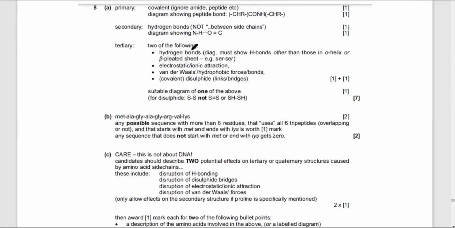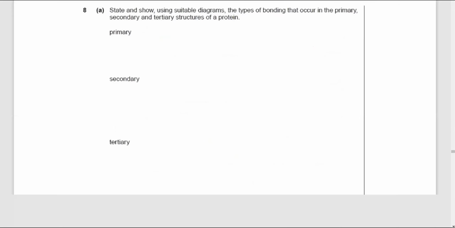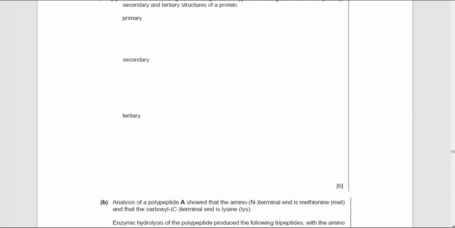तो उसने कहा था हाइड्रोजन बॉन्ड्स अदर देन दोज इन अल्फा हेलिक्स और बीटा शीट्स, जो पिछले पार्ट में थे। तो आयोनिक अट्रैक्शन, वैन वाल्स फोर्सेस, उसने कहा था suitable diagram of one of the above, but again they hadn't given enough space. अच्छा, वापस आते हैं। तो बस इतनी सी स्पेस में सब कुछ करना था.